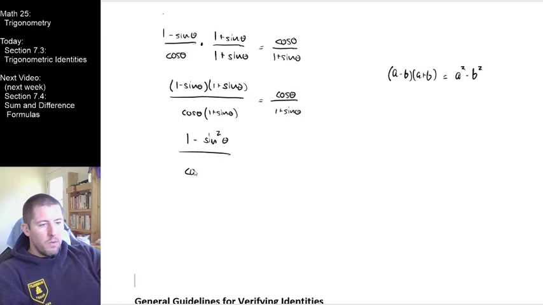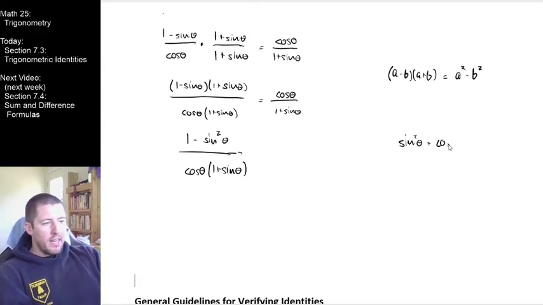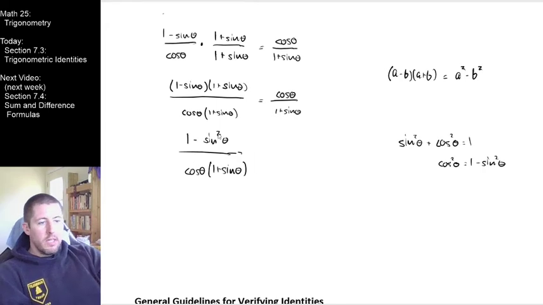Why did we do that? Well, because I've got a different way that I can rewrite 1 minus sine squared. Now I know sine squared theta. The whole reason we like squared trig terms is because we can use Pythagorean identities with them. Right? So it looks like I can rewrite this numerator here as cosine squared.